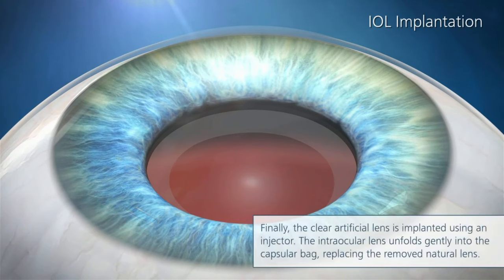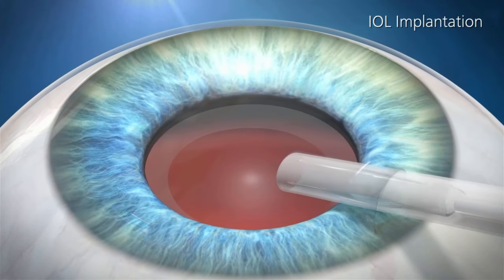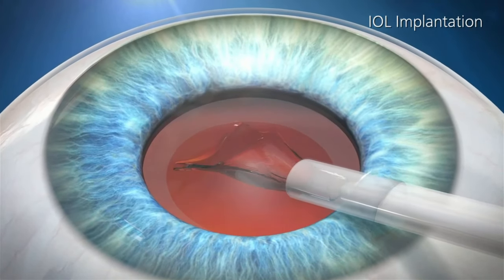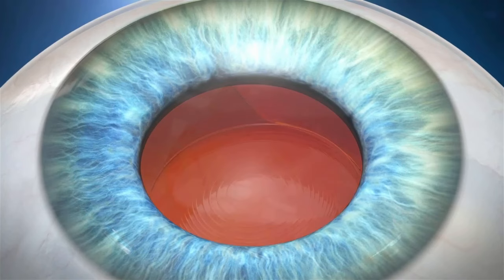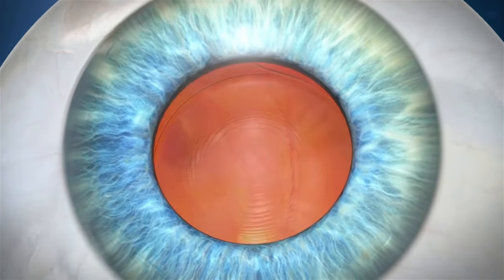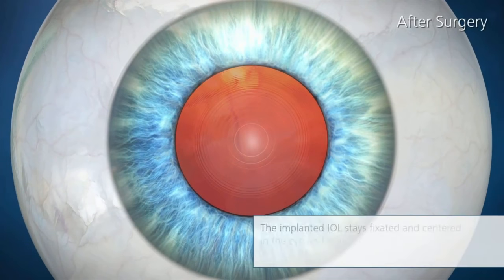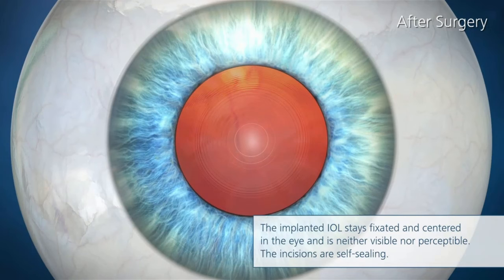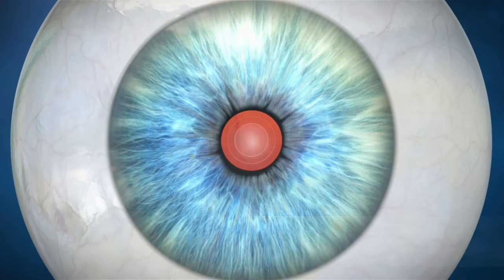Finally, the clear artificial lens is implanted using an injector. The intraocular lens unfolds gently into the capsular bag, replacing the removed natural lens. The implanted intraocular lens stays fixated and centered in the eye and is neither visible nor perceptible. The incisions are self-sealing.